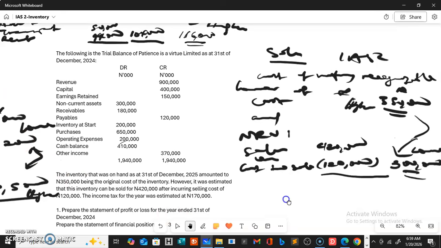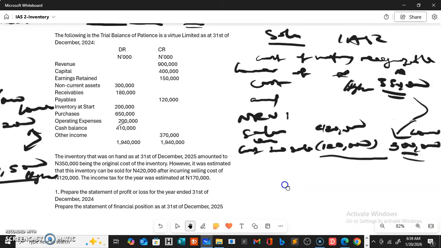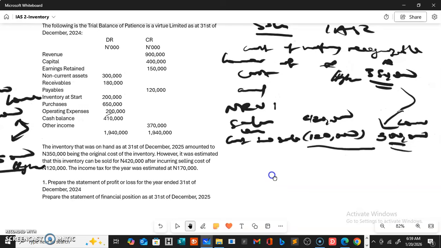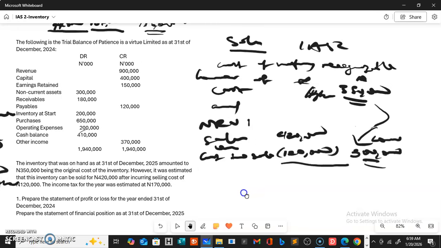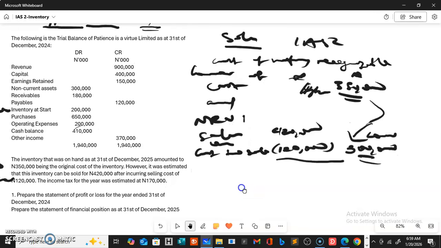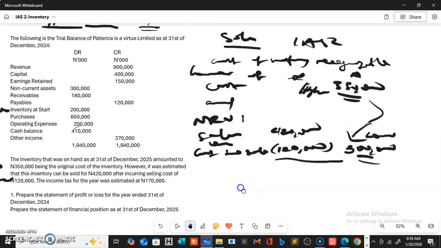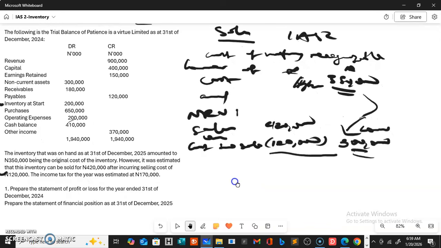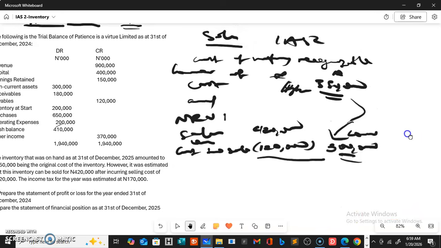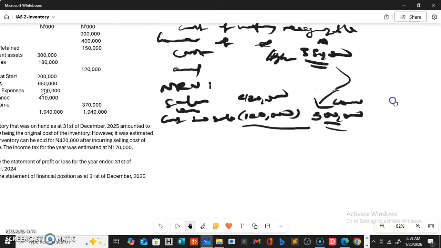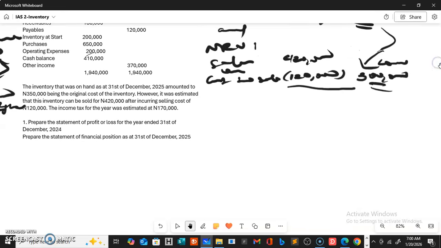So we're told to prepare the statement of profit or loss account for the year, and also to prepare the statement of financial position. Let us move on, because what we are recognizing is the 300,000 NRV. So let us do the workings. Okay, so let us solve the income statement.